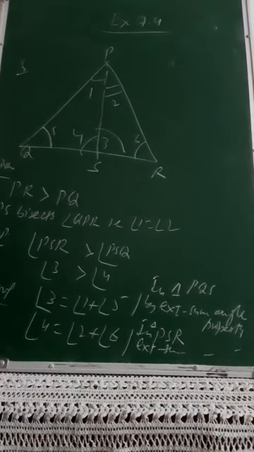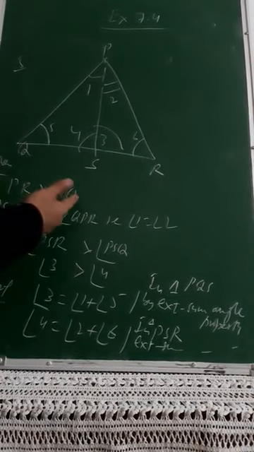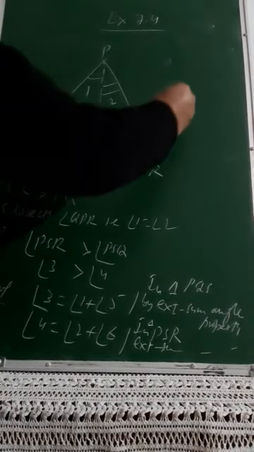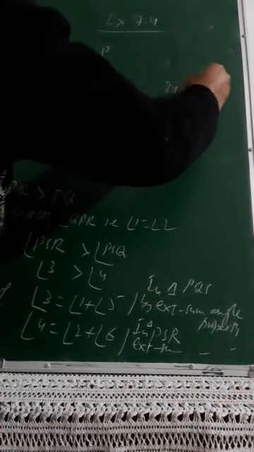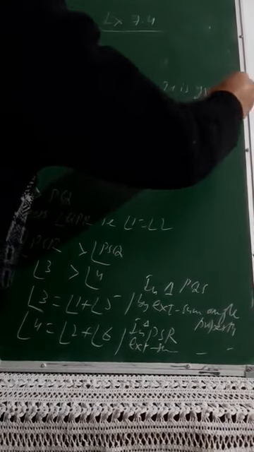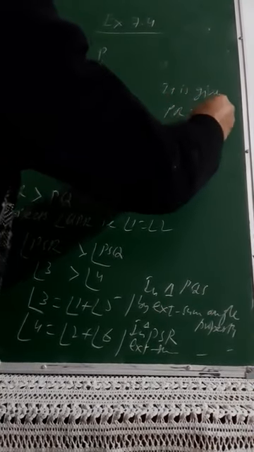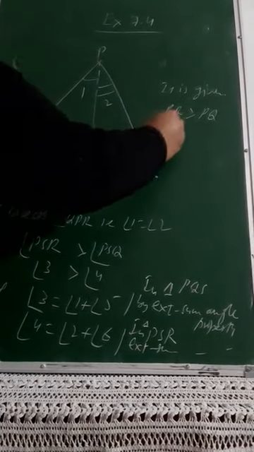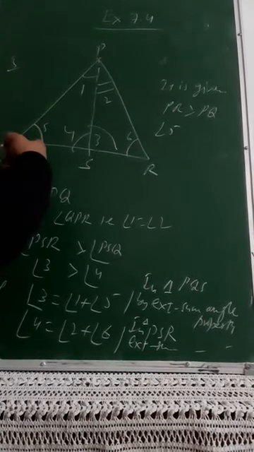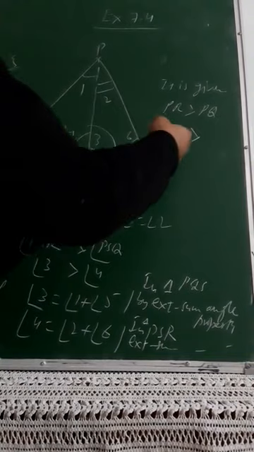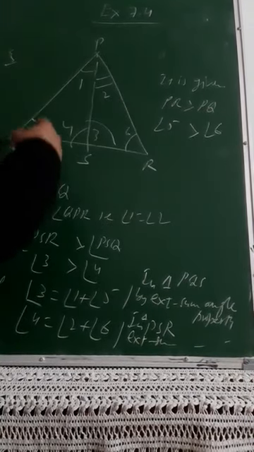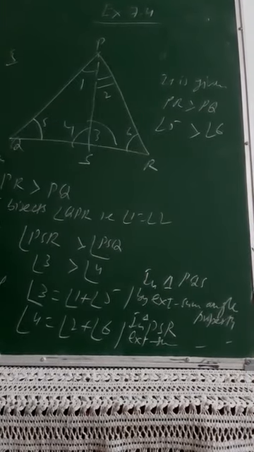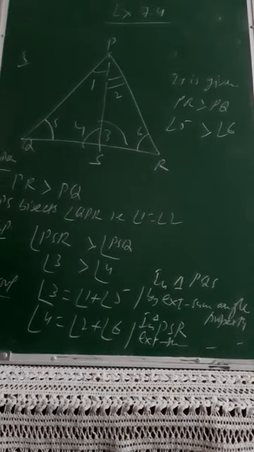Also given that PR is greater than PQ. So the angle opposite to PR is angle 5, which will definitely be greater than angle 6, because opposite to PQ in triangle PQR is angle 6.